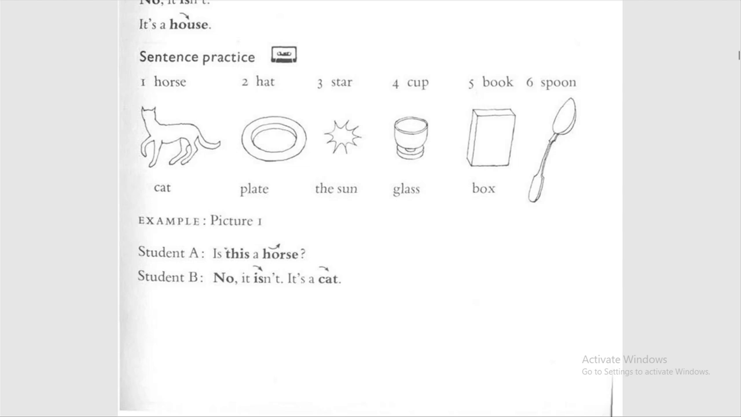4. Is this a book? Yes, it is. 5. Is this a cup? No, it isn't. It's a glass. 6. Is this a spoon? Yes, it is. 7. Is this a box? No, it isn't. It's a house.